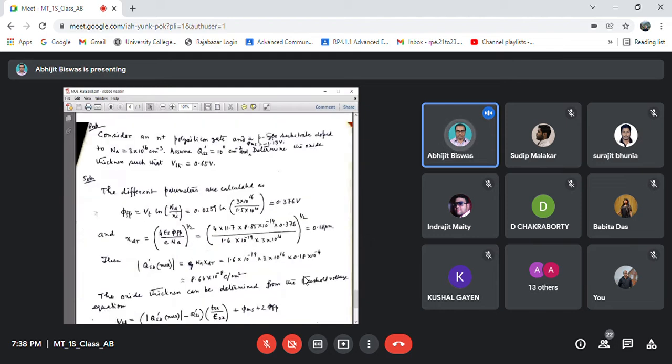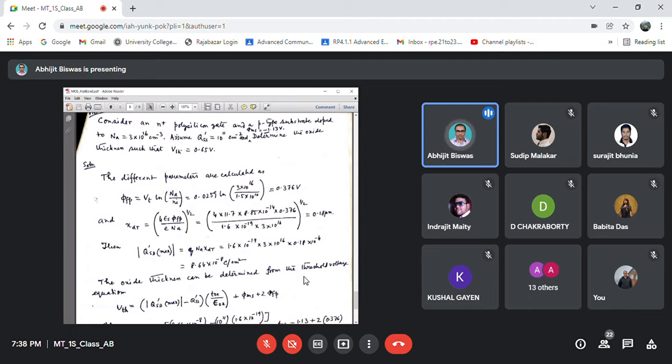So next we can see this problem. Consider an N plus polysilicon gate and a p-type substrate doped to Na equal to 3 into 10 to the power 16 per cc. Assume Q dash SS equal to 10 to the power 11 per square centimeter, and phi ms is given as minus 1.13 volt. Determine the oxide thickness such that VT equal to 0.65 volt.